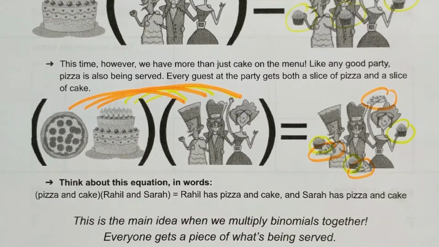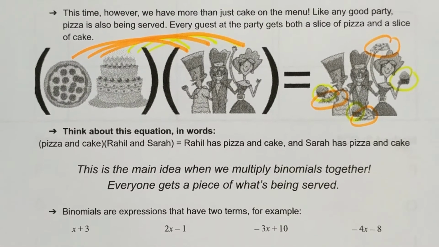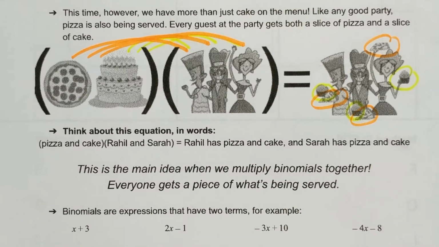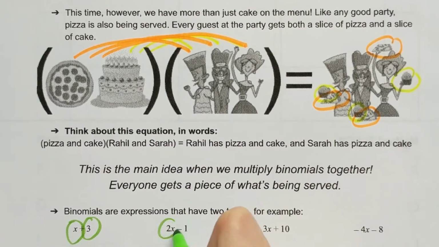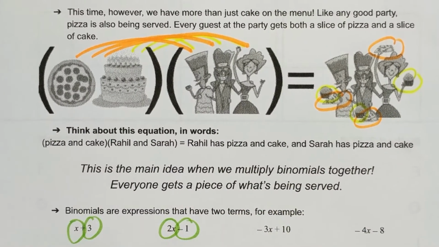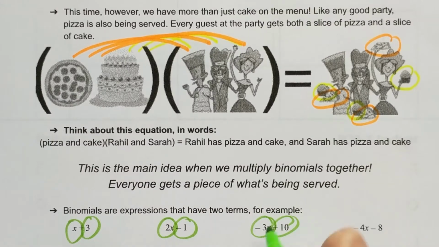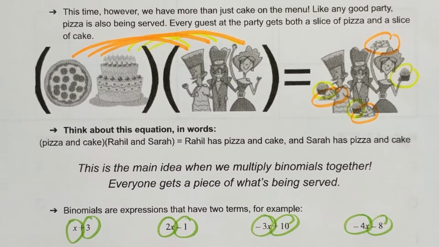In the examples that we are going to see, there's always going to be two things being served and two people receiving what is being served. That's because we are dealing with binomials. Binomials are expressions that have two terms. For example, x plus 3 has two terms. 2x minus 1 has two terms. 3x plus 10 has two terms. Negative 4x minus 8 also has two terms.